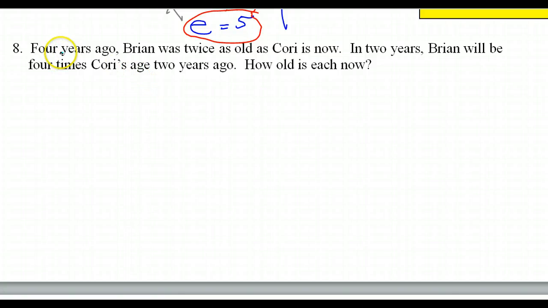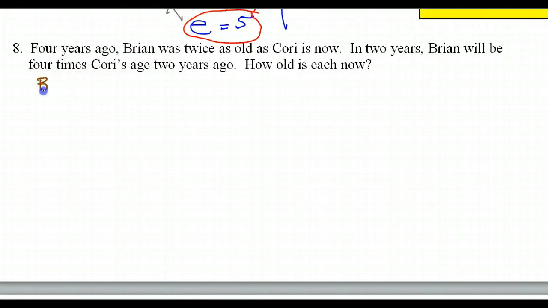So look, here's the deal. 4 years ago, Brian was twice as old as Corey is now. In 2 years, Brian will be 4 times Corey's age 2 years ago. How old is each now? Okay, look at that. How old is each now? Let's start from there.